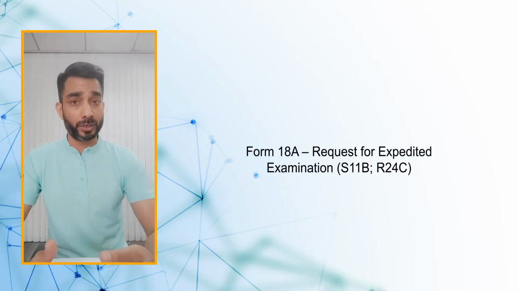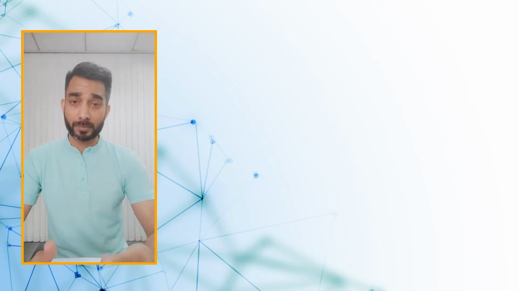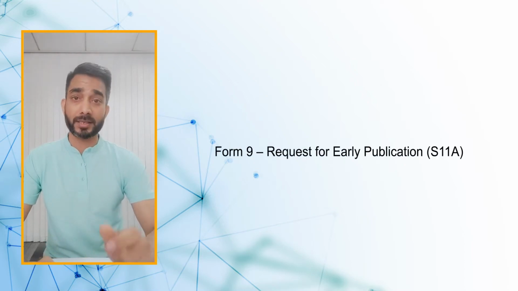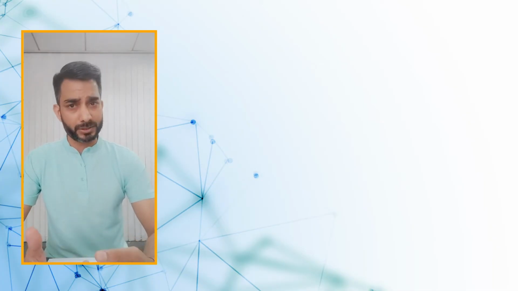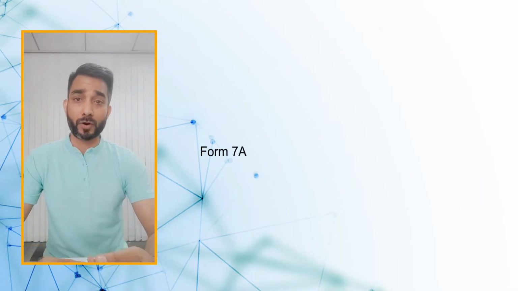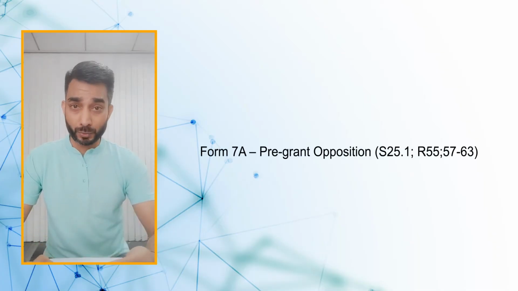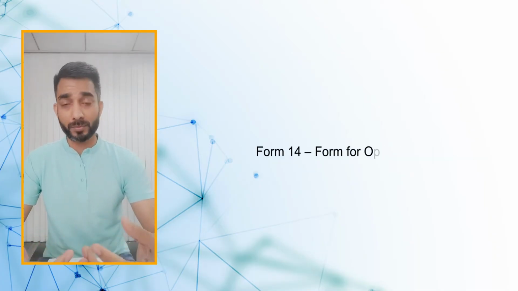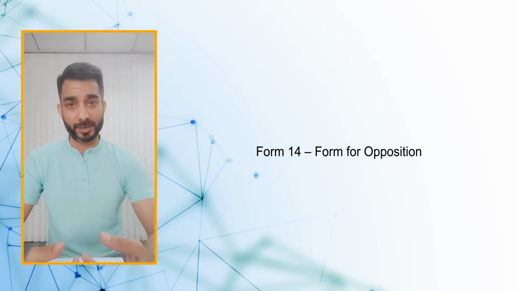Since examination happens only post-publication, a request for early publication on Form 9 needs to be placed in case publication hasn't happened yet. As the patent application gets published and the request for examination gets filed, any person can oppose the grant of a patent using Form 7A. The same can be opposed by you using Form 14, which is a form that needs to be used for opposing any activity at the Patent Office as applicable.